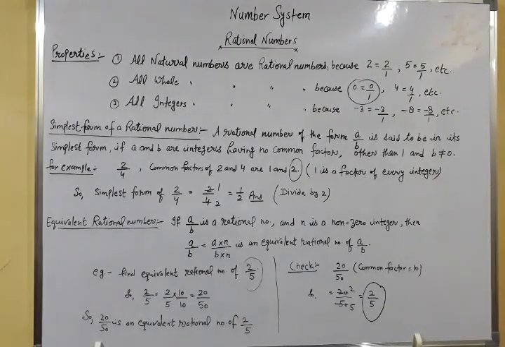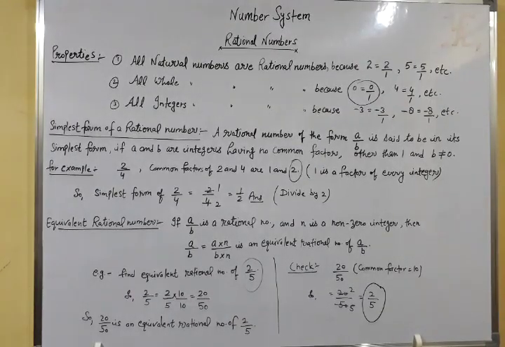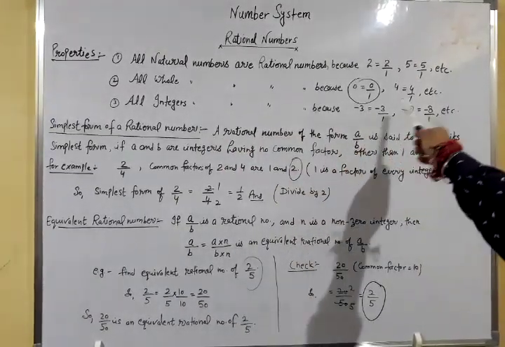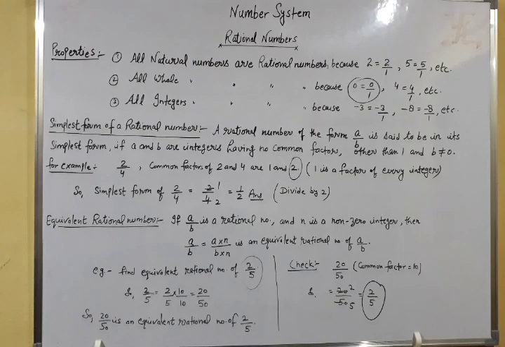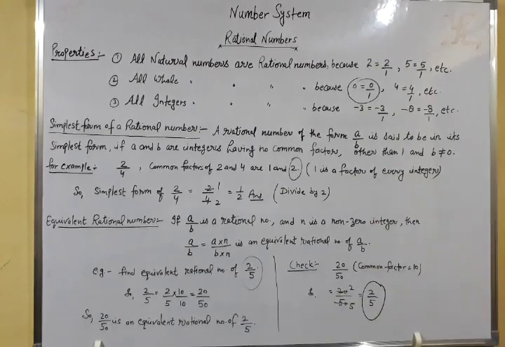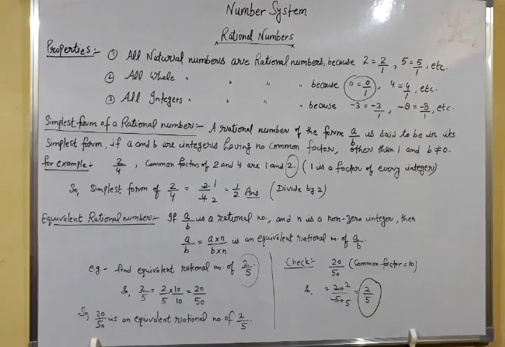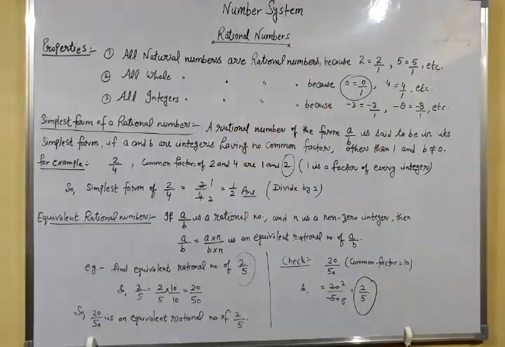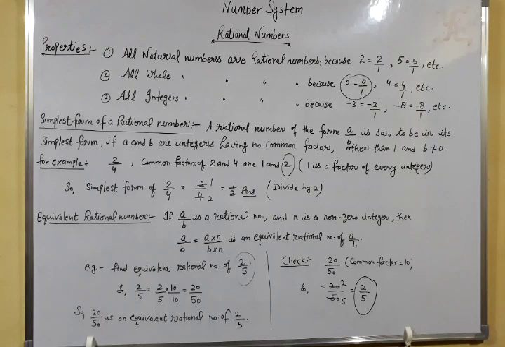Property number 3: all integers are rational numbers, because minus 3 can be written as minus 3 upon 1 and minus 8 can be written as minus 8 upon 1. And on the same pattern, all rational numbers need not be integers.